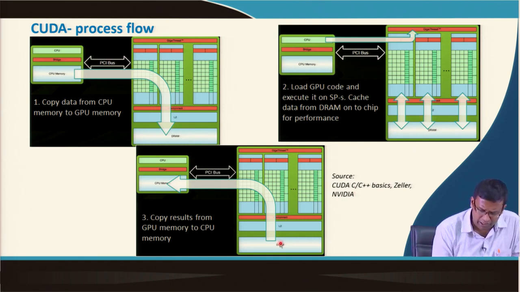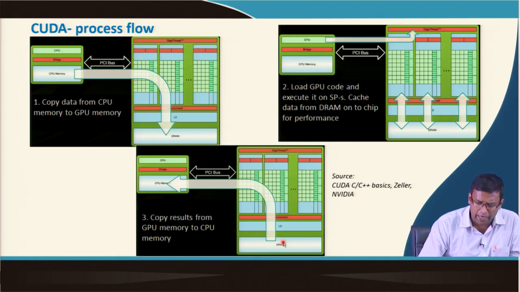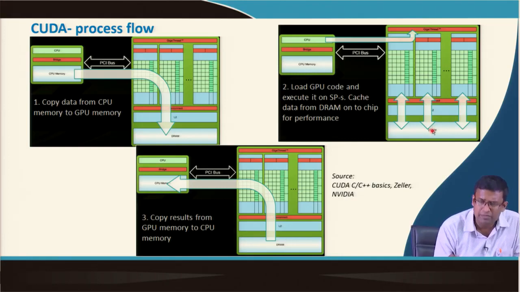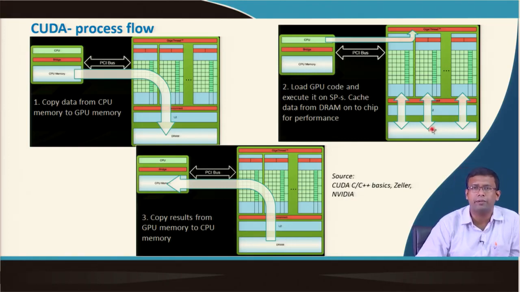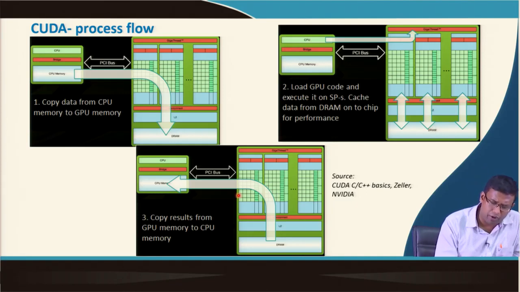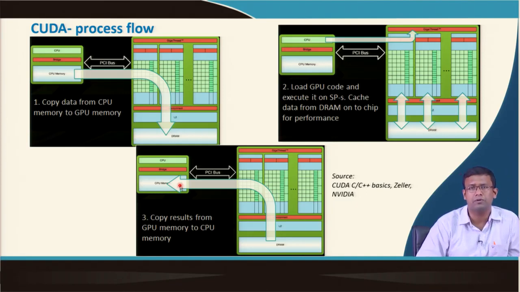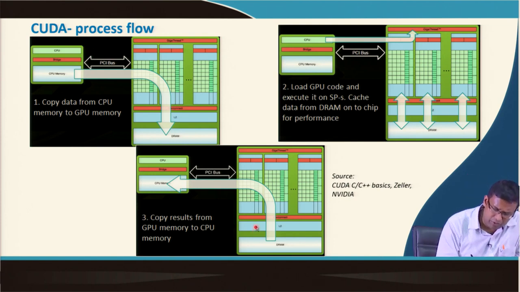It writes the data back to the device RAM, but the data in the device RAM is not directly readable by the user. So it has to be copied back to the CPU. The CPU and GPU are connected via the PCI Express bus, and therefore CUDA instructions are to be given which will copy data from the device RAM or GPU RAM to the CPU RAM.